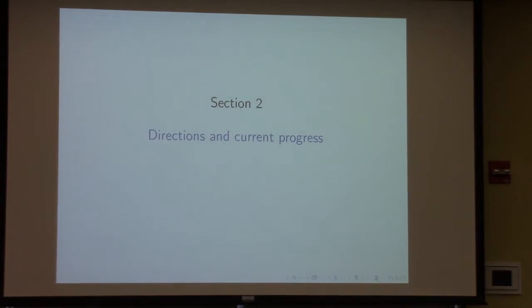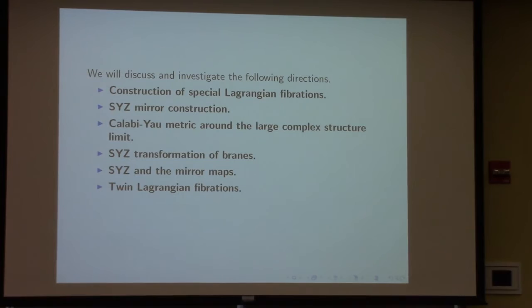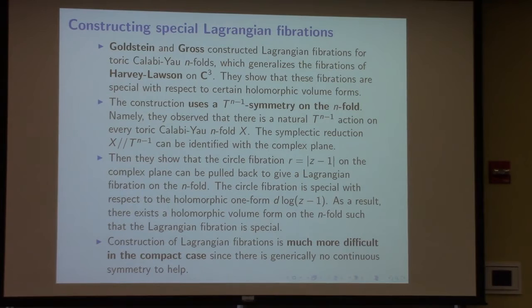So we have discussed several topics that are still interesting. First of all, constructing special Lagrangian fibrations. Someone who I think has quit the subject now was a student at MIT. He has done interesting work along with Mark Gross and Chan, constructing a Lagrangian fibration for the Calabi-Yau hypersurface. But these are not compact special Lagrangian cycles. The construction used a circle symmetry on the Calabi-Yau. So they observed that there is a natural torus action on the polar Calabi-Yau, and the symmetric reduction is then identified with the complex plane.